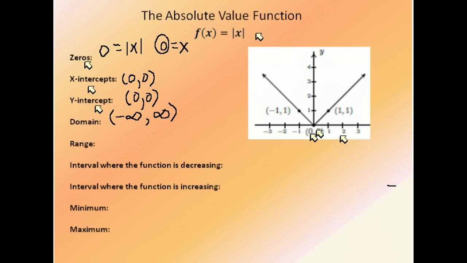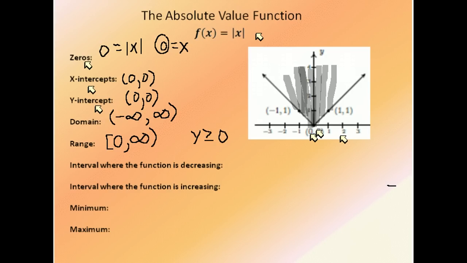The range is the y values for our function. And if we look at this graph, where do we have y values? Well, we start at 0 and we go up from 0 for our y values. Notice we don't have any negative y values. Okay? So our range, the y values we actually have in this case, start at 0, including it. That's why I have the square bracket here, and going to infinity. You could also write that as all y's greater than or equal to 0. Okay? That's our range.